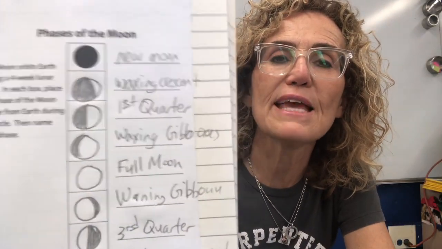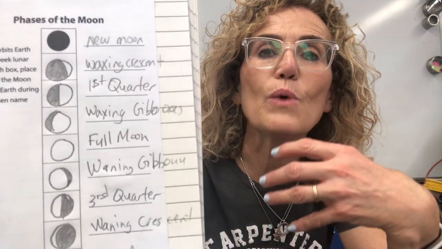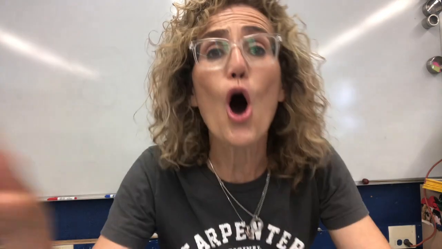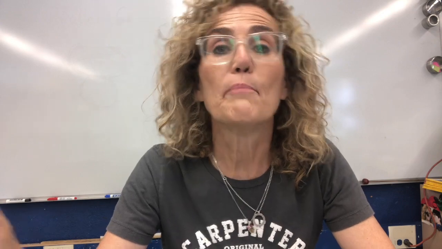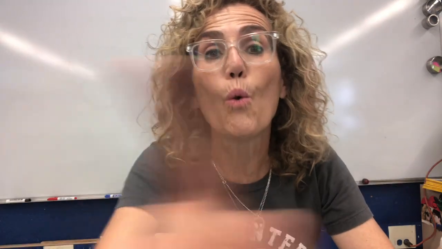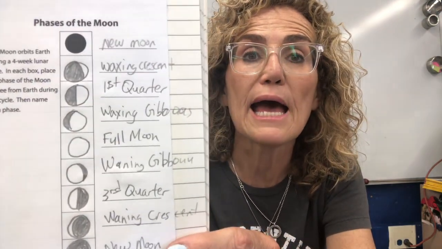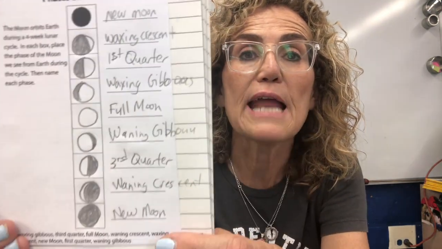The next page shows the phases of the moon that we see from Earth, right? The moon is actually always half dark, half light, but we only see different amounts of light because the moon is orbiting the Earth. It takes 28 days for the moon to orbit the Earth. So go ahead and draw the phases of the moon and list their names.